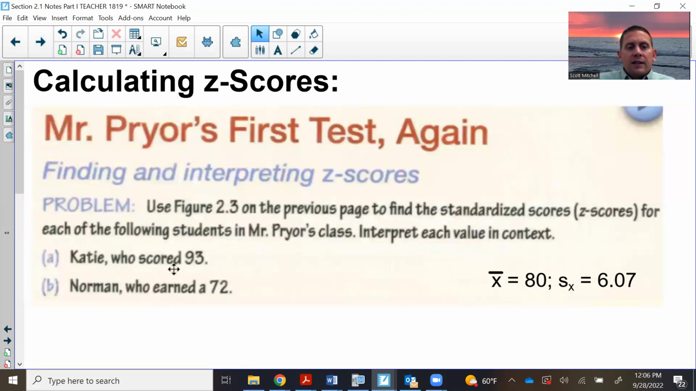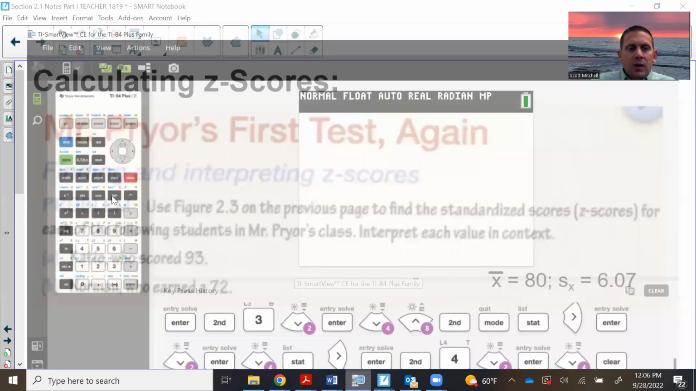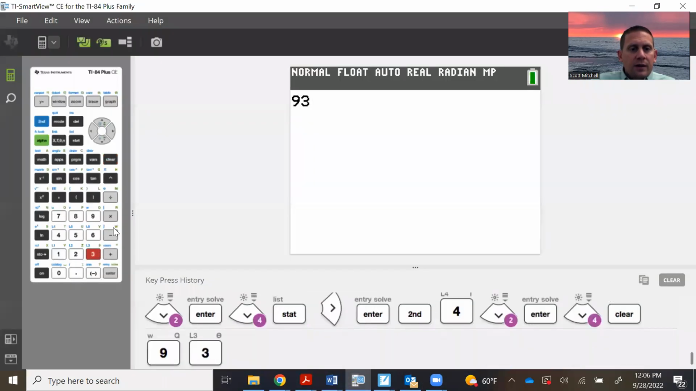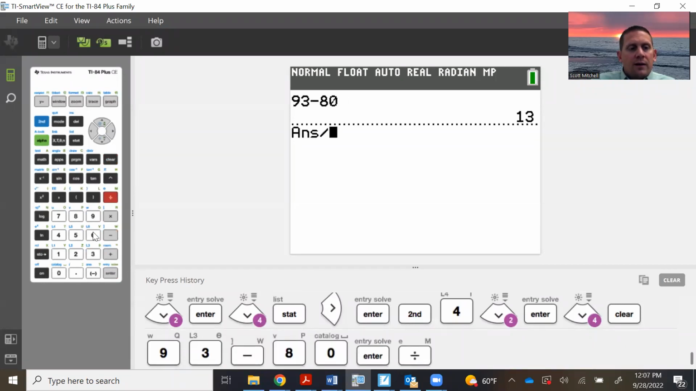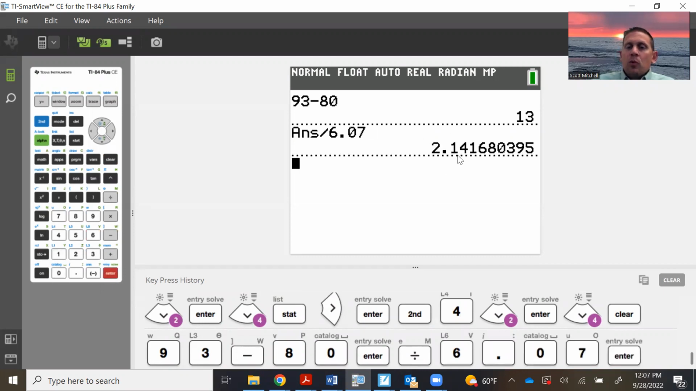So we could calculate Katie's score. So our mean is 80 and our standard deviation is 6.07. So let's pull up our calculator here. We're going to take 93 minus 80. Then we're going to divide by 6.07. And we get 2.14. So you're 2.14 standard deviations above the mean.